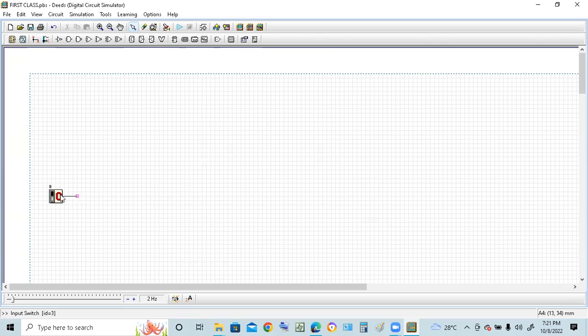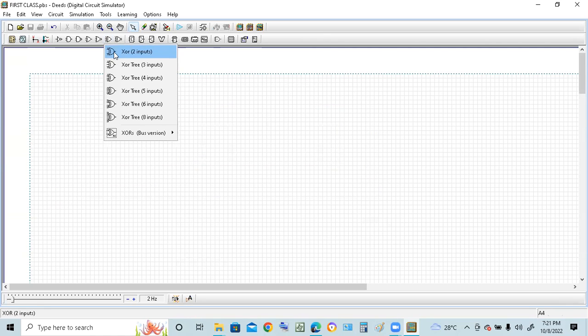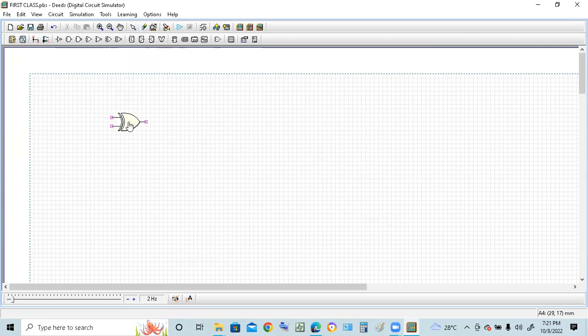We know that we want an XOR gate and an AND gate, don't we? We can take out a two-input XOR gate and a two-input AND gate. This can do. We're not going to waste a lot of time because we've done this already in digital electronics.